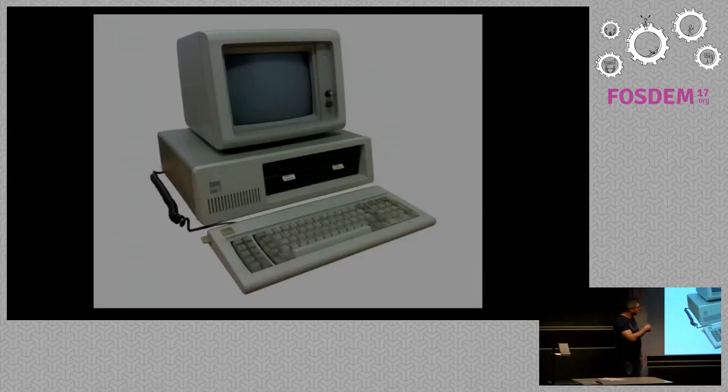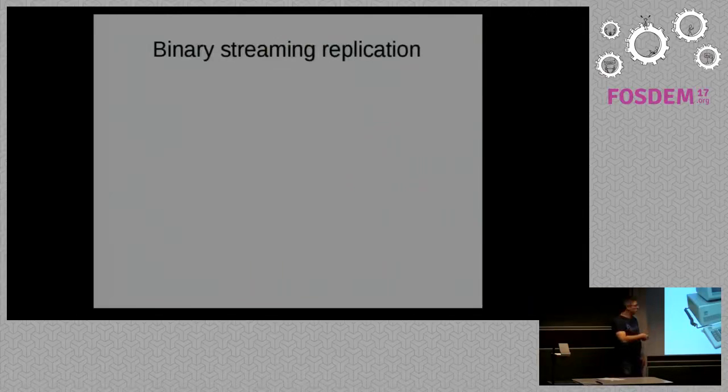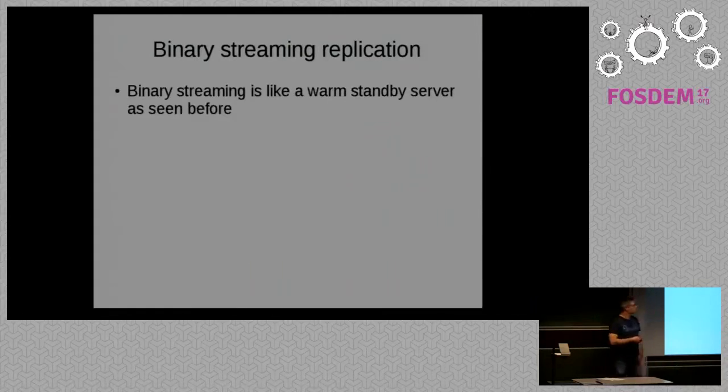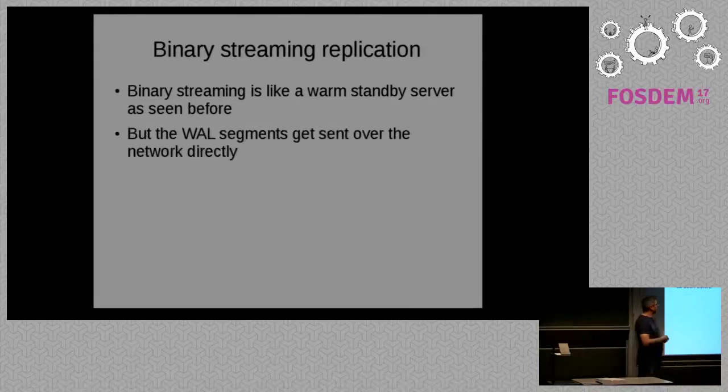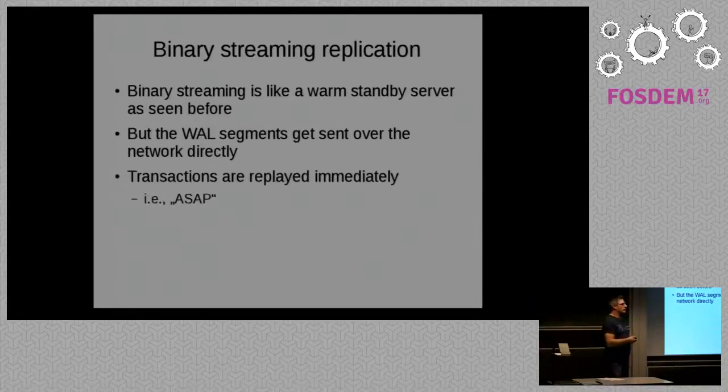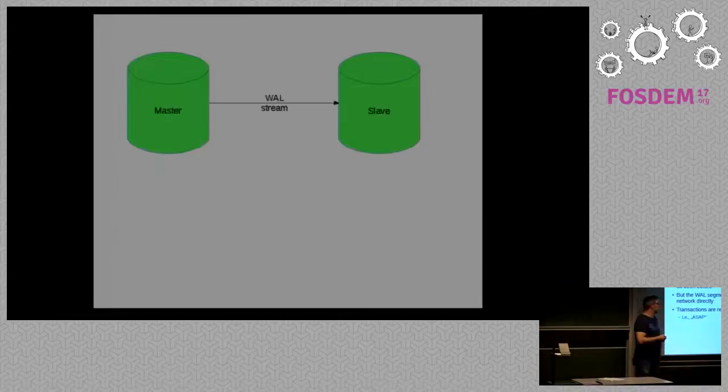That will do the job, like you can do text on this, calculations, even play games, all fine, right? Works. It's maybe a little bit outdated. Maybe you want more. Maybe you want binary streaming replication. That's a warm standby server on steroids. So the WAL segments are actually not the WAL segments. Everything that is written to the WAL gets sent over the network straight away. The transaction that you have in your WAL segments or in that stream will be replayed immediately. That means ASAP. It can fall behind.